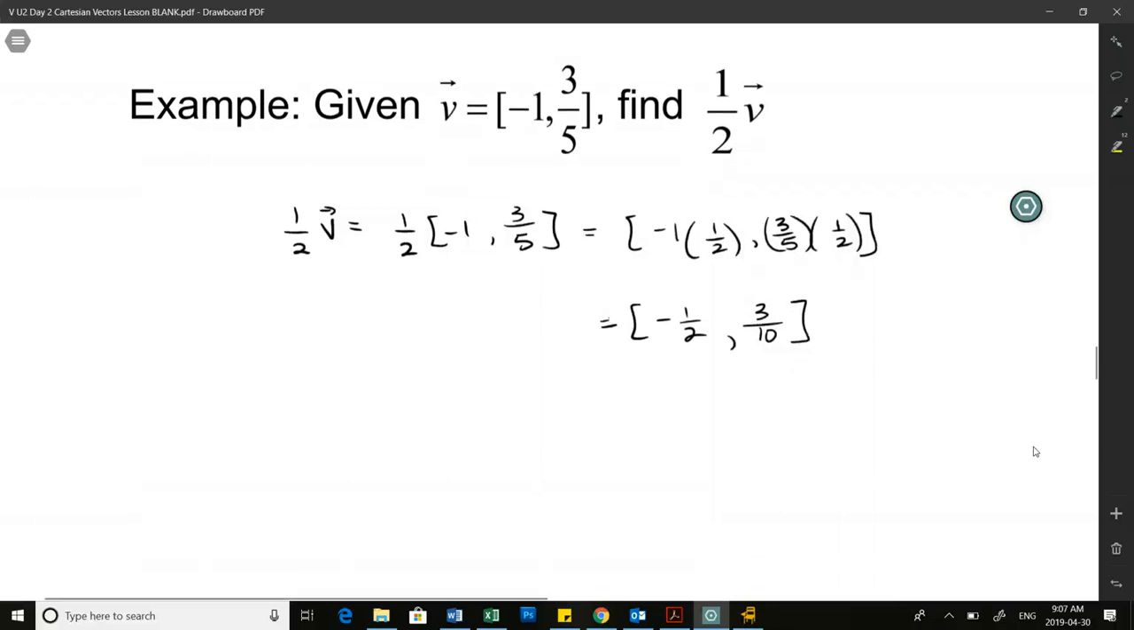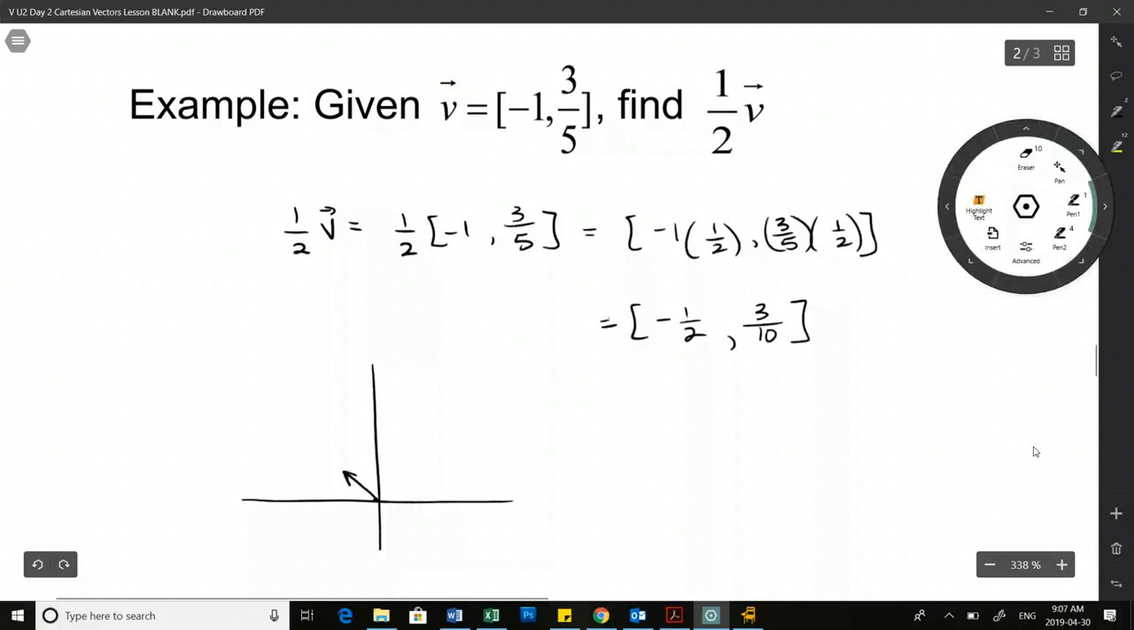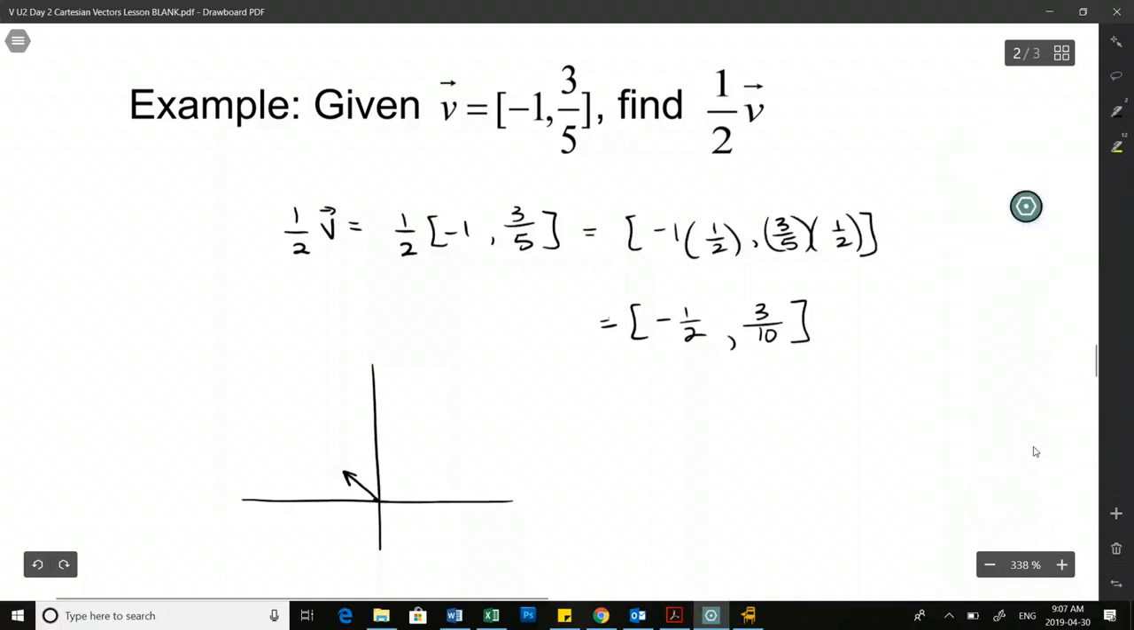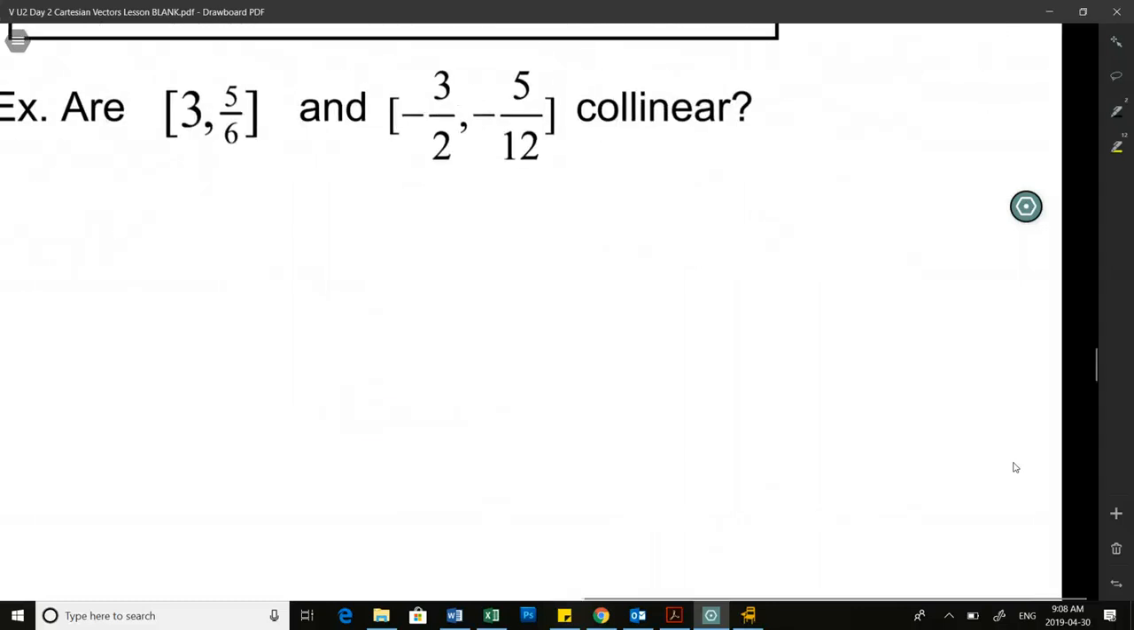Okay, so graphically, we would be looking at essentially a vector. I'm just drawing a vector here, but if this is my vector v, let's say, then half of v is going to be the vector in the exact same direction, but it's just half the magnitude. So you can kind of see them there. So far, so good? Okay, we're almost done.